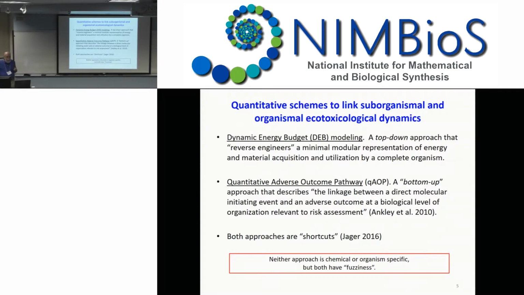Both approaches are shortcuts, and each has weaknesses. The DEB approach, as I'll show, actually gets very fuzzy and imprecise when you try to talk about what's happening at the suborganismal level. There's ambiguities. And the definition of AOPs given by Ankley is great in principle, but actually once you get up the causality chain, the connection with endpoints that relate to growth and reproduction and survival gets weaker and weaker.